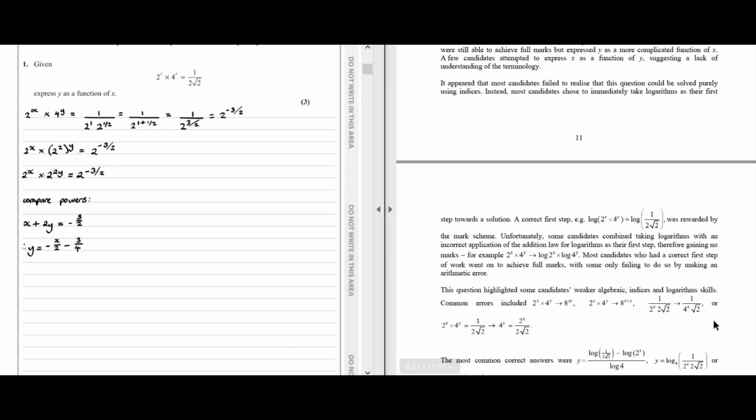Instead, most candidates chose to immediately take logarithms as their first step towards a solution. A correct first step, for example, log of 2 to the power of x times 4 to the power of y equals log of 1 over 2 root 2, was rewarded by the mark scheme. Unfortunately, some candidates combined taking logarithms with an incorrect application of the addition law for logs as their first step, therefore gaining no marks. And then you see what's been written over there. Most candidates who had a correct first step went to achieve full marks, with only some failing to do so by making an arithmetic error.